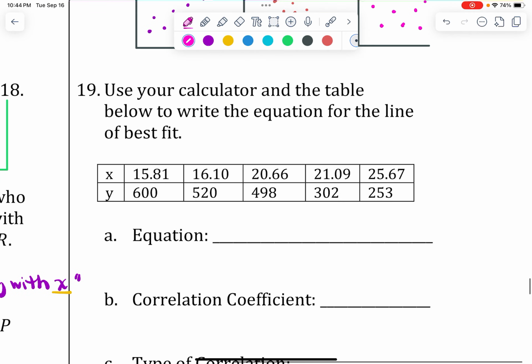All right, so use your calculator. I would prefer that you use Desmos, right? Because it's so much easier on Desmos than it is on your calculator. Plus, everybody has access to Desmos at home, and you don't all have access to graphing calculators at home, so it's just easier.